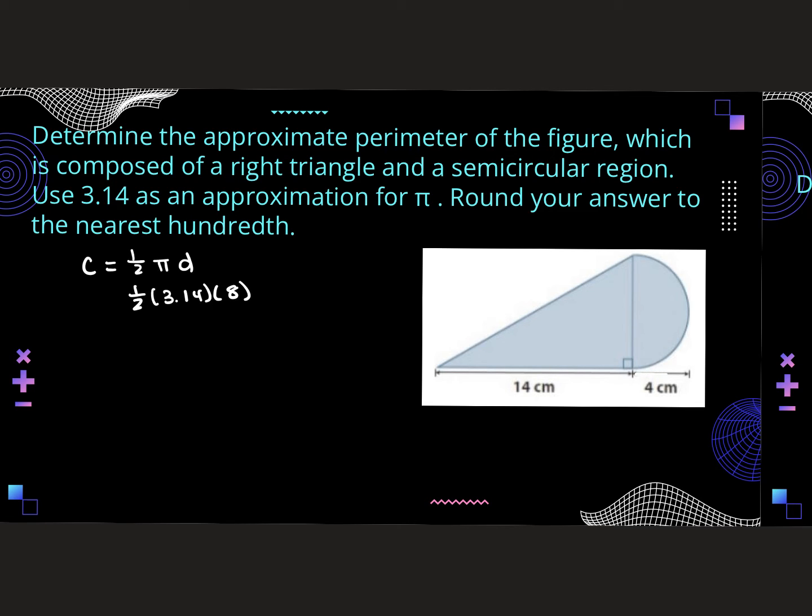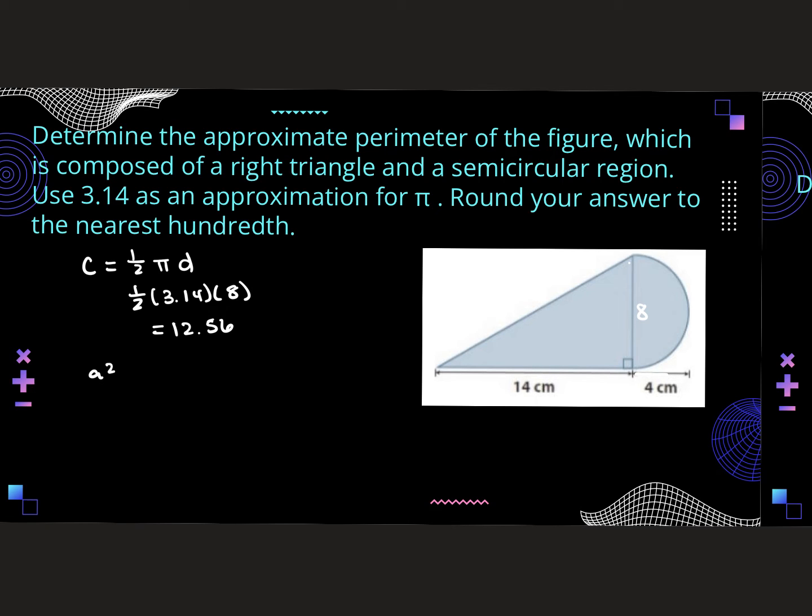So you see here that this is 4, so that means that this length here is going to be 8, which gives me approximately 12.56. Now we have to look at our triangle. So the area of a triangle, excuse me, we're looking at perimeter. I'm jumping the gun here really bad. We're looking here at perimeter, but first we have to figure out the other side.